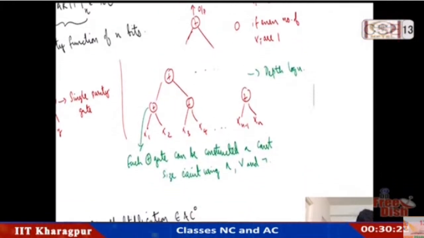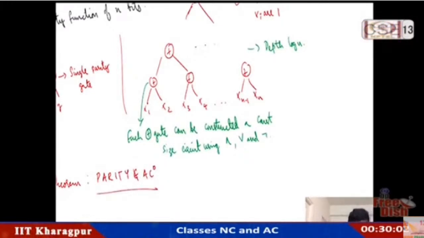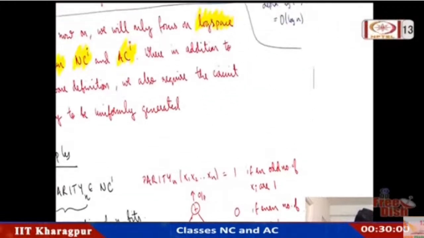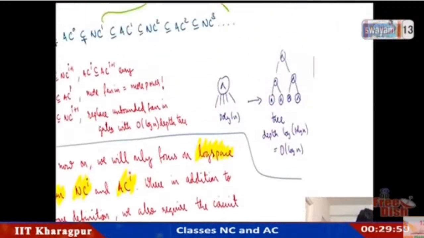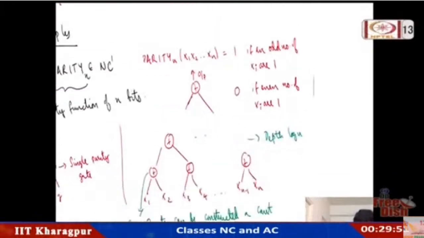So parity is in NC1, and what is known, which we will see later, is that, and this was somewhat of an important theorem, parity is not in AC0. This is an interesting and involved proof, perhaps one of the longest that we will see. So this shows that this containment here is strict. We have a language that is in NC1 but not in AC0.